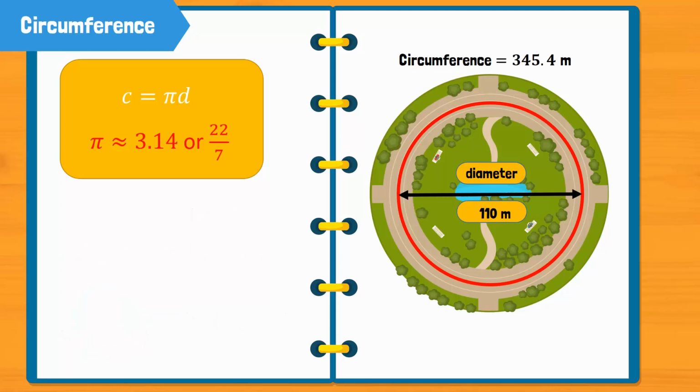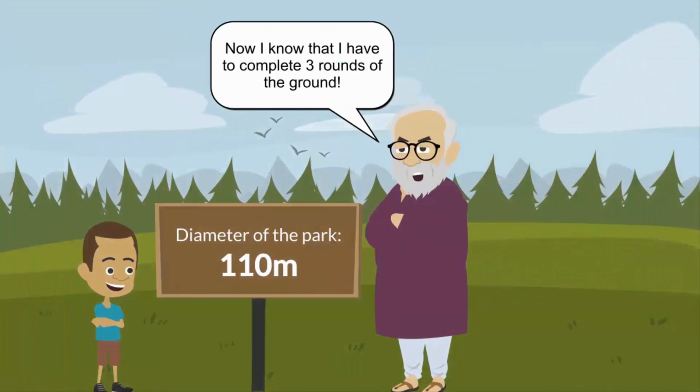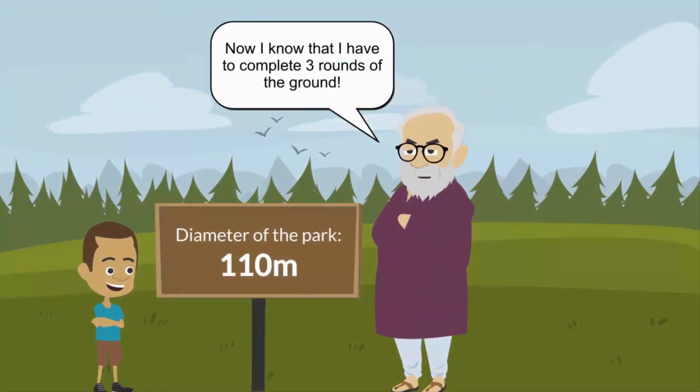We also know that the diameter is equal to 2 times the radius. If we replace the diameter in the formula with 2r, we can now use the formula to calculate the circumference of a circle if we know its radius. Shabash, beta. Now I know that I have to complete 3 rounds of the ground.